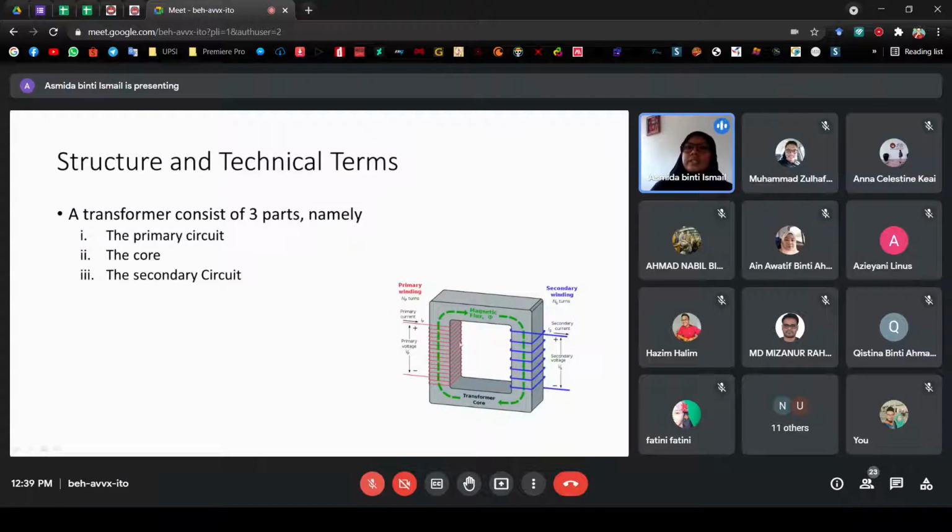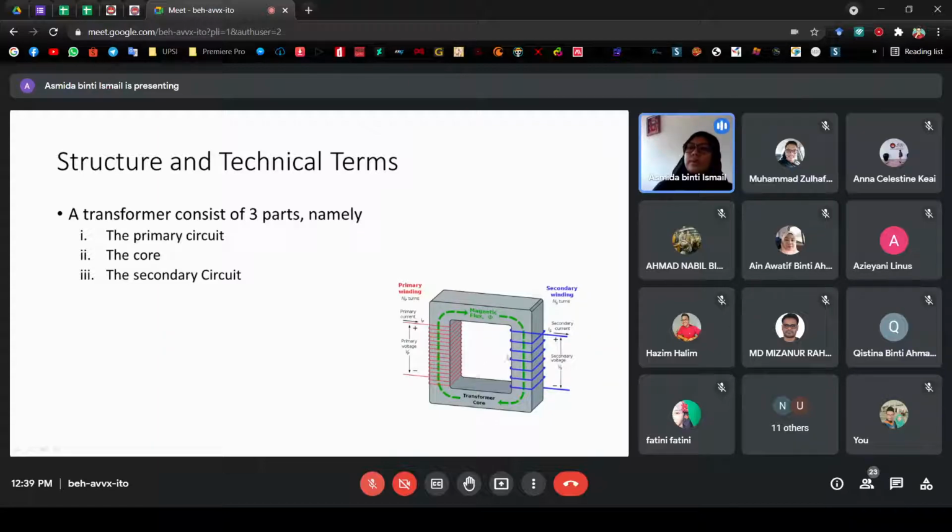Okay, this is the structure of the transformer. You have three parts: a primary circuit, the core, and the secondary circuit. Okay, this is the core. Okay, transformer core. Okay, macam satu bahan logam lah. Macam it's like a magnet. Core. Okay, so you have a coil. Okay, we name it as a primary, and we name it as a secondary.